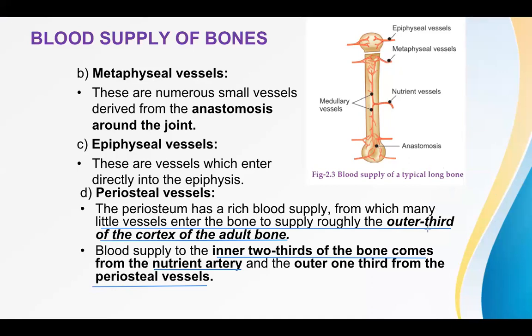So these are the important pieces of information which you immediately know from the blood supply. Sometimes there is an embolus which passes into the nutrient blood vessels. So probably the inner part of the bone suffers there. But the end of the bone may not suffer still, because there are lots of anastomoses going on toward the end of the bone.